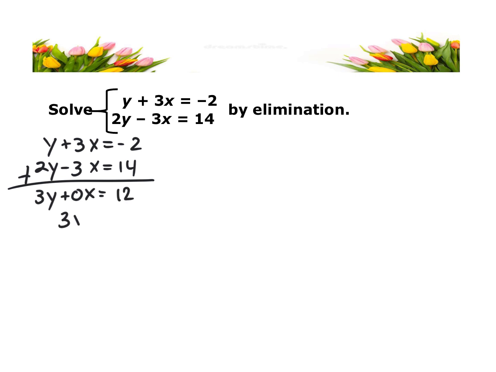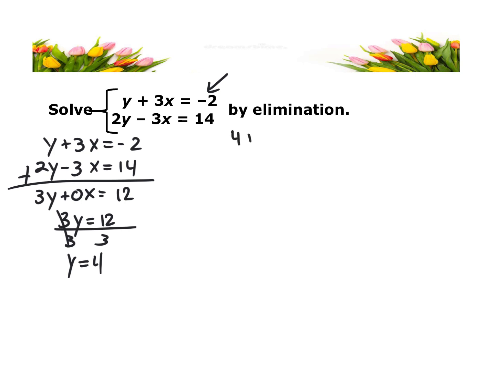So then I get 3y is equal to 12. I'm going to divide everything by 3. So I end up with y is equal to 4. So I did the first few steps. Now I'm going to go ahead and plug the 4 back into the original equation. I'm just going to plug it into the first one. Honestly, it doesn't matter which one you plug it into though.